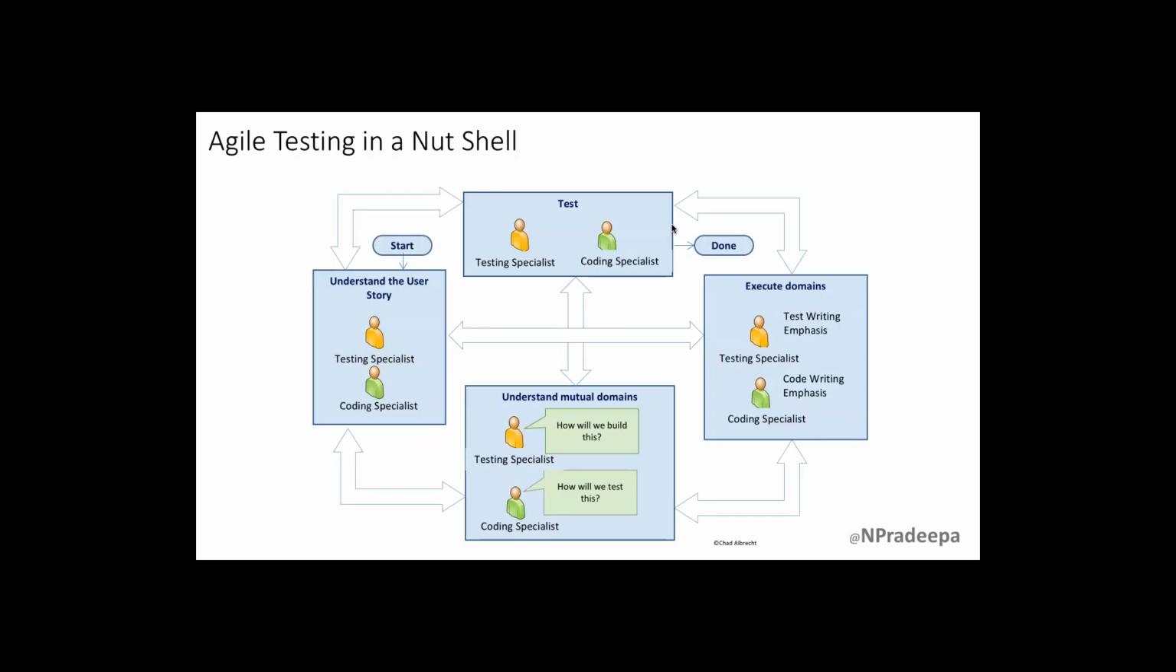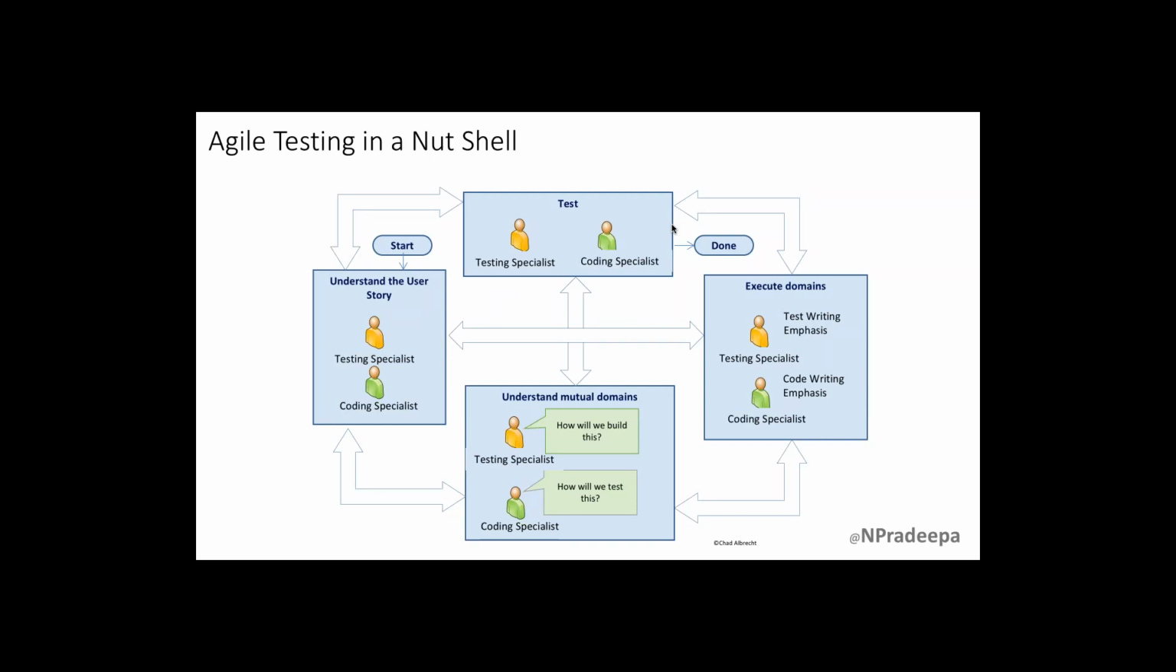I love this picture. This diagram captures the essence of Agile testing. Just for the sake of simplicity, I have listed only two specialists, a coding and a testing specialist. If you look at that picture, I wanted to stress one point. Collaboration is written all over it. You're doing things together as a team. In the beginning, if you look at the leftmost box, both of them are sitting together and trying to understand the work together. And after that, instead of going on their own and trying to build the code and write test cases, I like the bottom box, the second box, which is understanding the mutual domain.